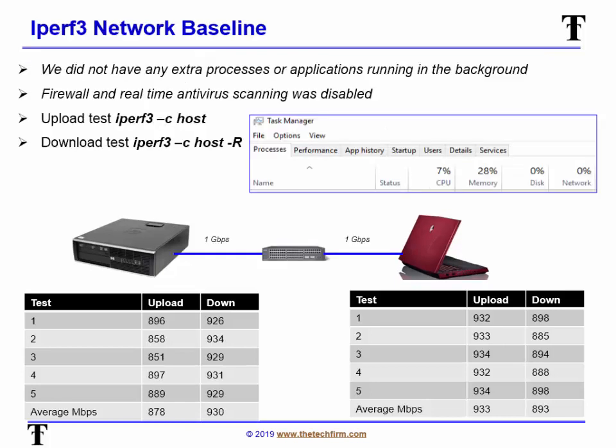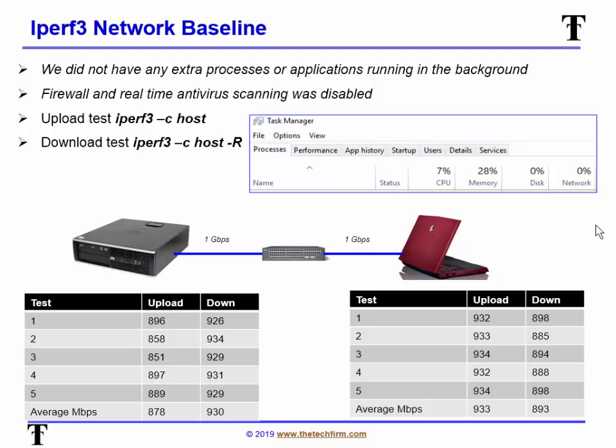So from there, we're going to do a network baseline. Now, a couple of little caveats or things to look for. We didn't have any extra processes or applications running in the background. Just check your task manager, for example, and make sure your CPU's not running at 90%, that crazy kind of stuff. And obviously we've got some memory. Disk was doing nothing at that time, and the network was doing nothing at that time.